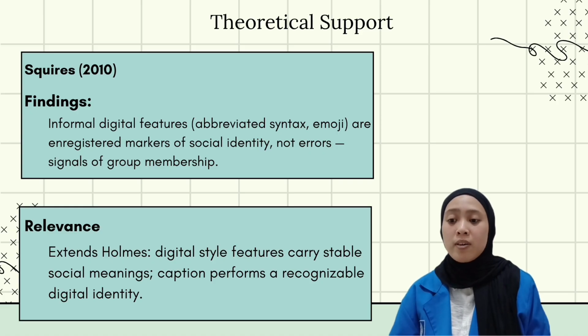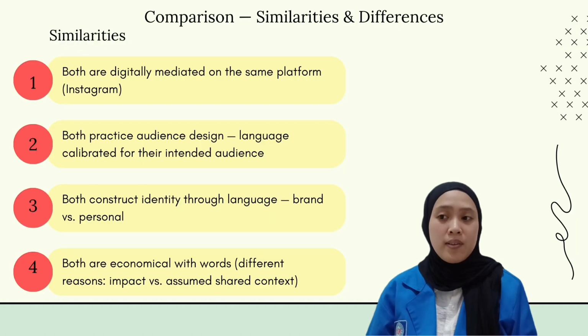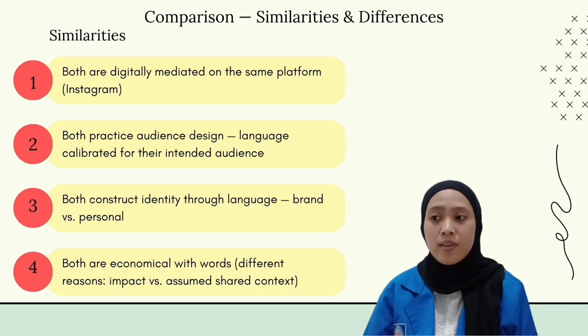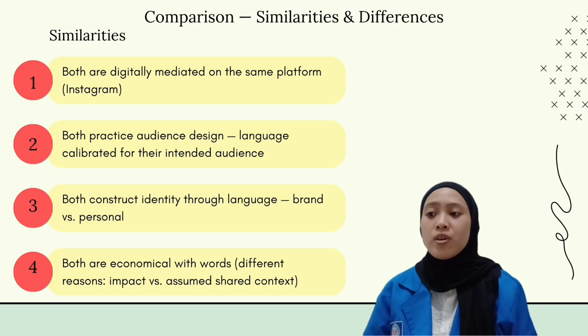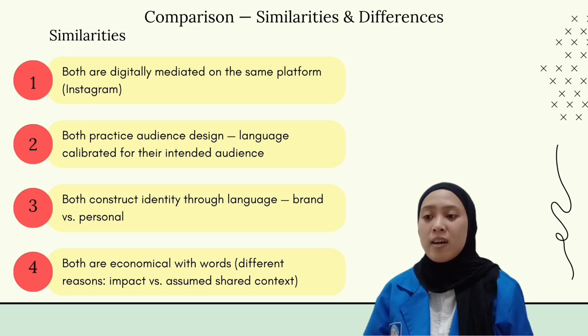Action performs a reasonable digital identity comparison: similarities and differences of the two examples. Similarities. Number one, both are digitally mediated on the same platform, Instagram. Number two, both practice audience design, language calibrated for their intended audience. Number three, both construct identity through language, brand versus personal. And number four, both are economical with words, for different reasons: impact versus assumed shared context.